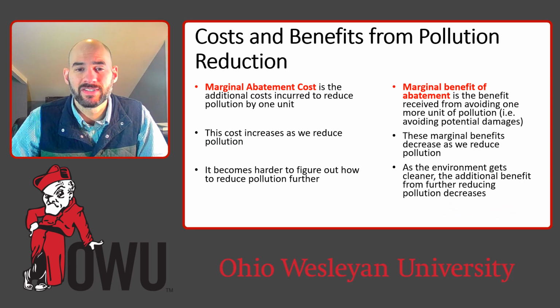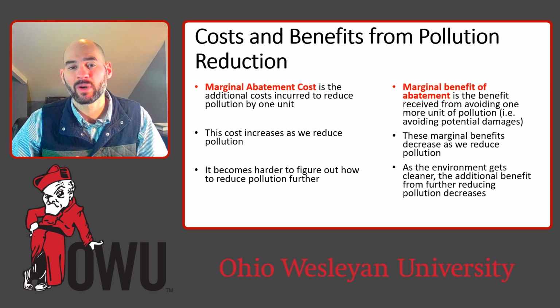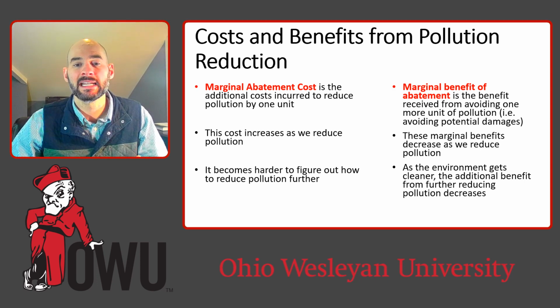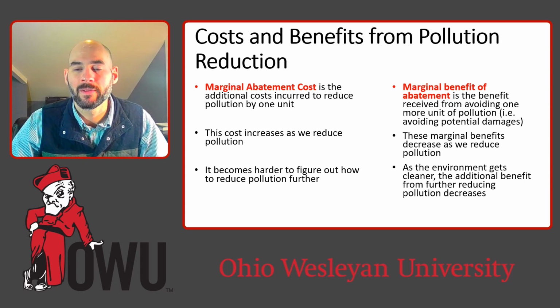Okay, so as we transition from that graph to a new graph, let's just make sure that we're aware of how the terminology that we're going to use is going to change as well. So the marginal abatement cost is going to be the same. We're going to think of the marginal cost of reducing pollution by 1 unit as increasing the more pollution we reduce. Remember, it's getting harder to find that one fish in the barrel.